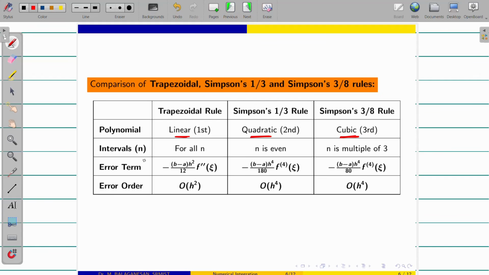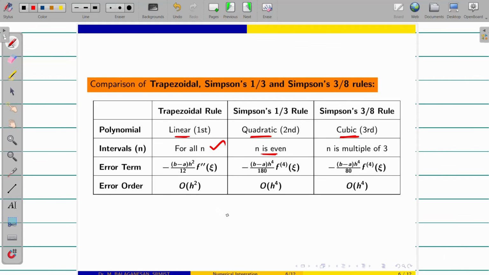Right. Now, intervals. Trapezoidal rule is applicable for all values of n, there is no restriction. It has to end with y0, y1, y4, y6, y9, y7. For all values, we can use trapezoidal rule. Simpson one-third rule, when can we use it? It should be n is even.